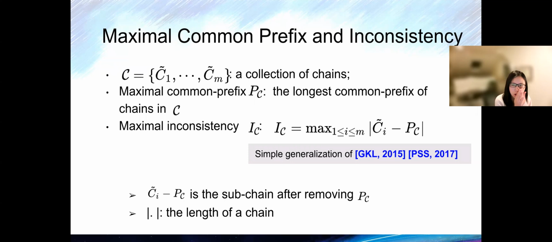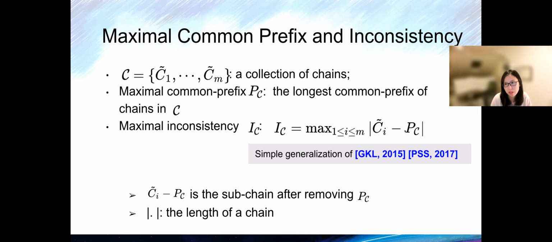I'll introduce a couple of notations that are simple generalizations of existing notions such as prefix and chain growth. Suppose we are given a collection of chains C. The maximum common prefix is the longest common prefix of the chains in C. And maximum inconsistency, intuitively speaking, is the length of the longest fork among those chains. Specifically, it is defined as follows.